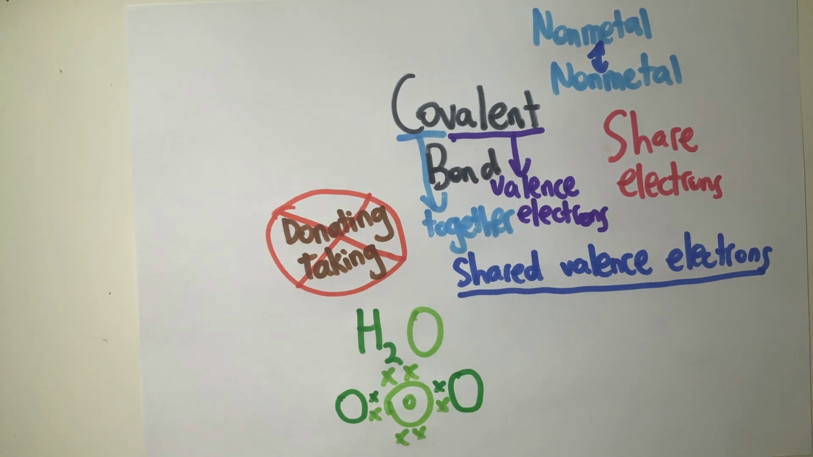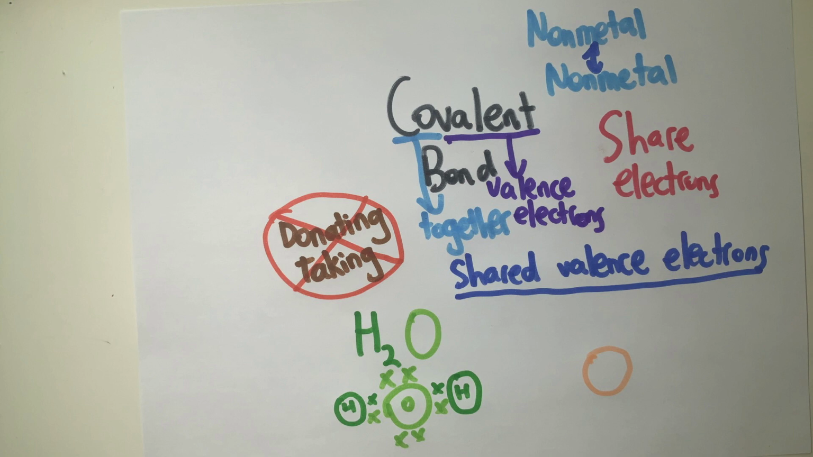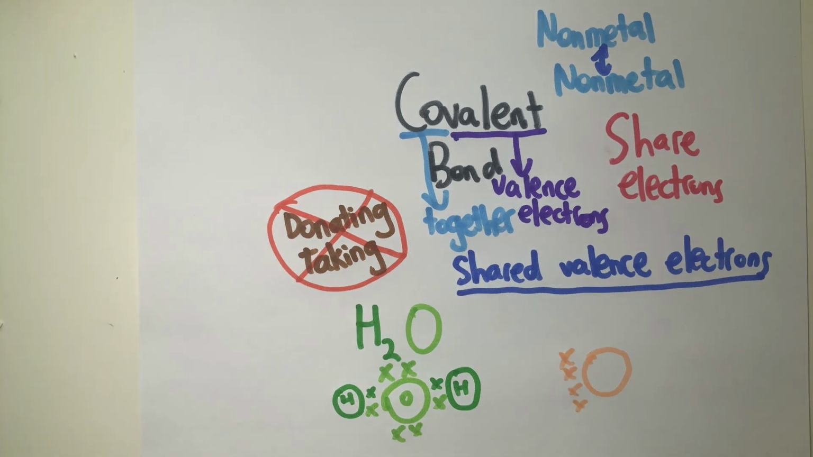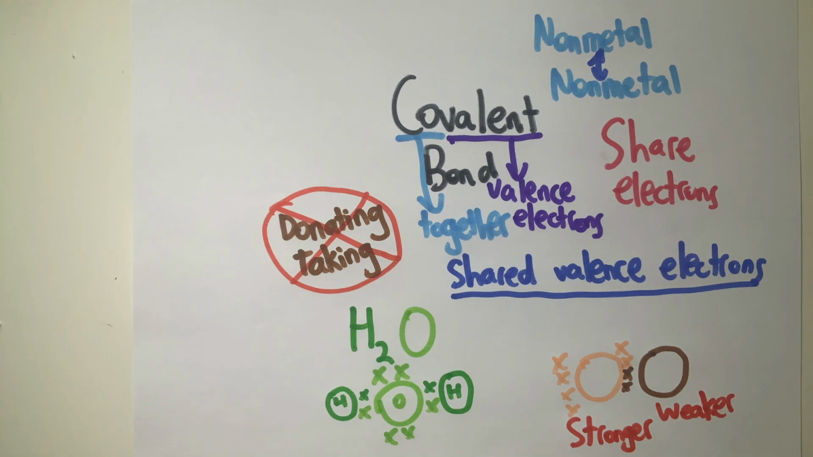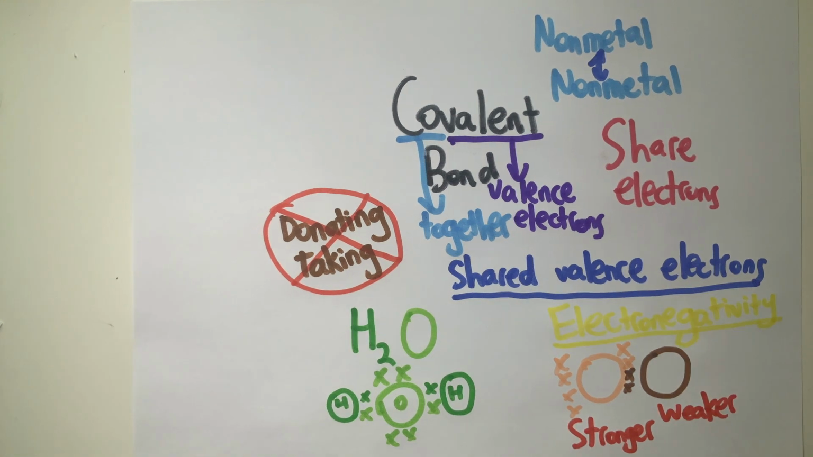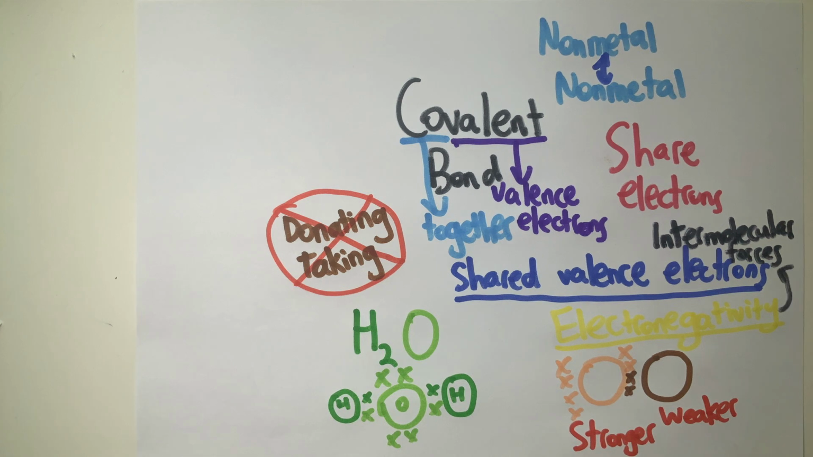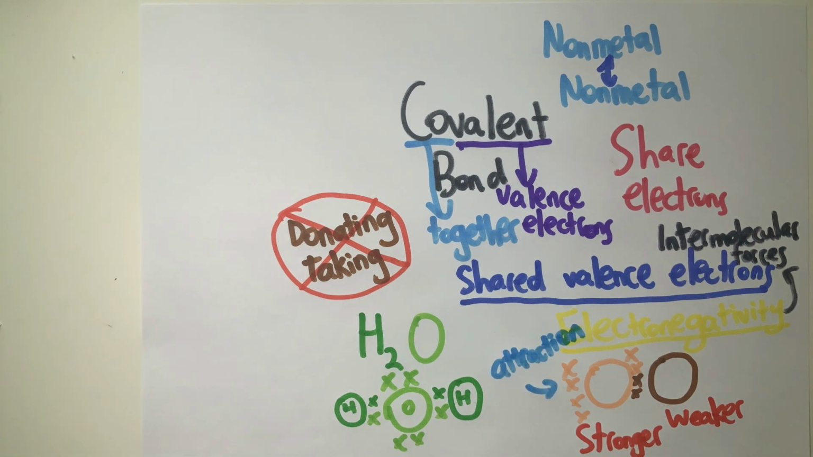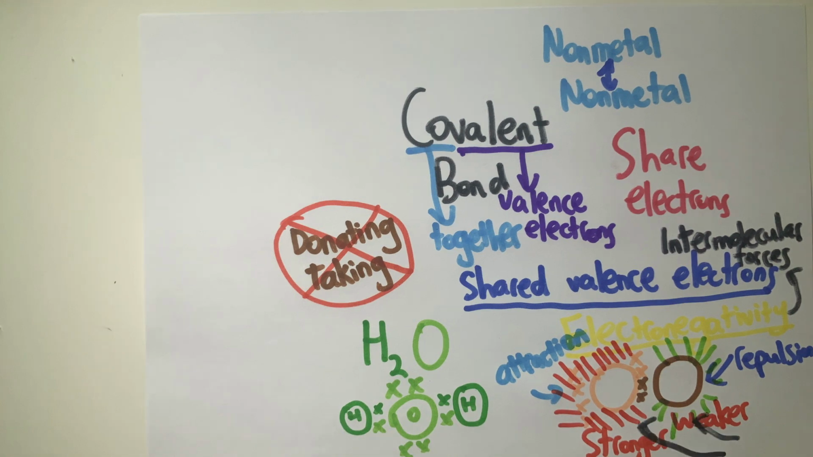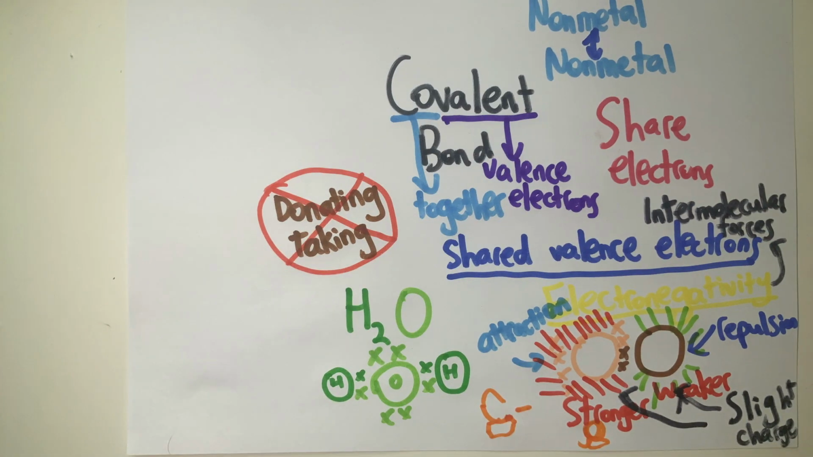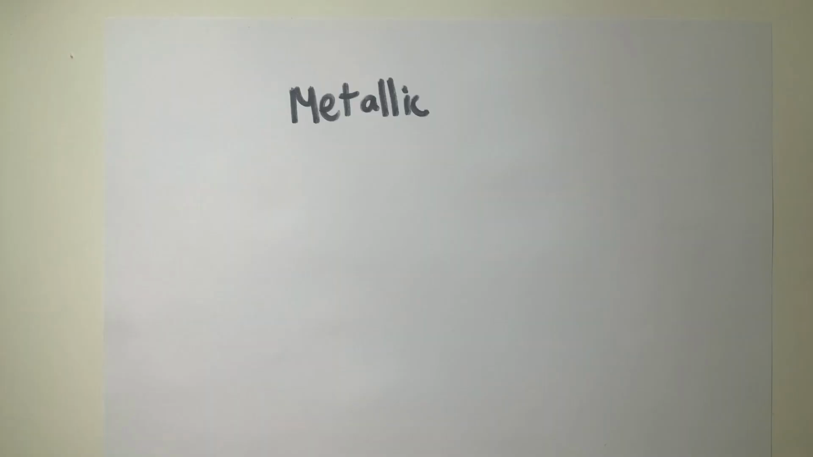However, oftentimes the sharing is not equal. Sometimes some atoms are more attractive than other atoms, and thus the electrons tend to orbit around a stronger atom. This quality is known as electronegativity and forms the basis for intermolecular forces. The slight attraction and slight repulsion can cause a positive or negative charge in a part of the molecule, written as delta plus and delta minus, respectively.